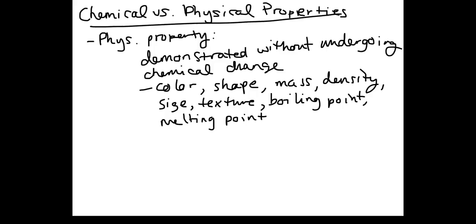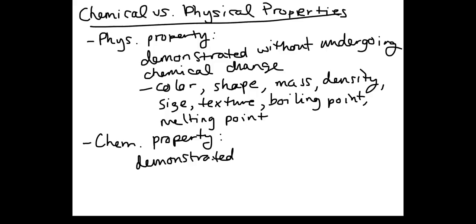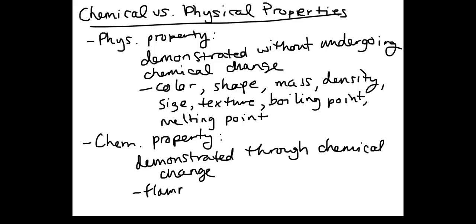A chemical property, on the flip side, must undergo a chemical change in order to be demonstrated. For example, you can't tell how flammable something is until you light it on fire. So, demonstrated through chemical change. So, flammability. Can anyone think of another example?